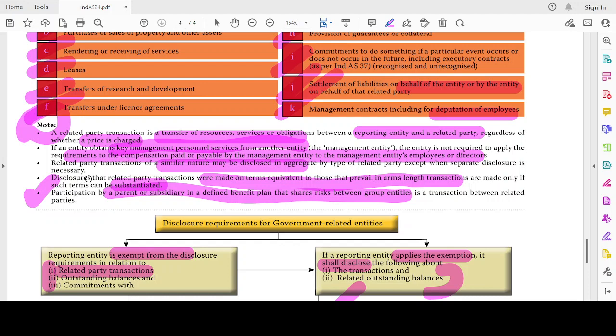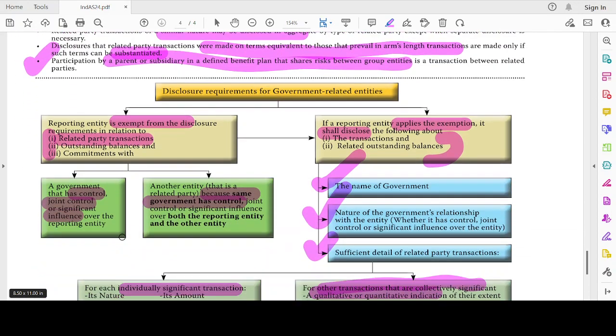Disclosures that related party transactions were made on terms equivalent to those that prevail in arm's length transactions are made only if such terms can be substantiated. Okay, if I'm saying something is at arm's length price, that has to be substantiated. Substantiated means that has to be supported with proper evidence. Participation by a parent or subsidiary in a defined benefit plan that shares the risk between group entities is a transaction between related parties. Okay. Now, moving on to the last thing.